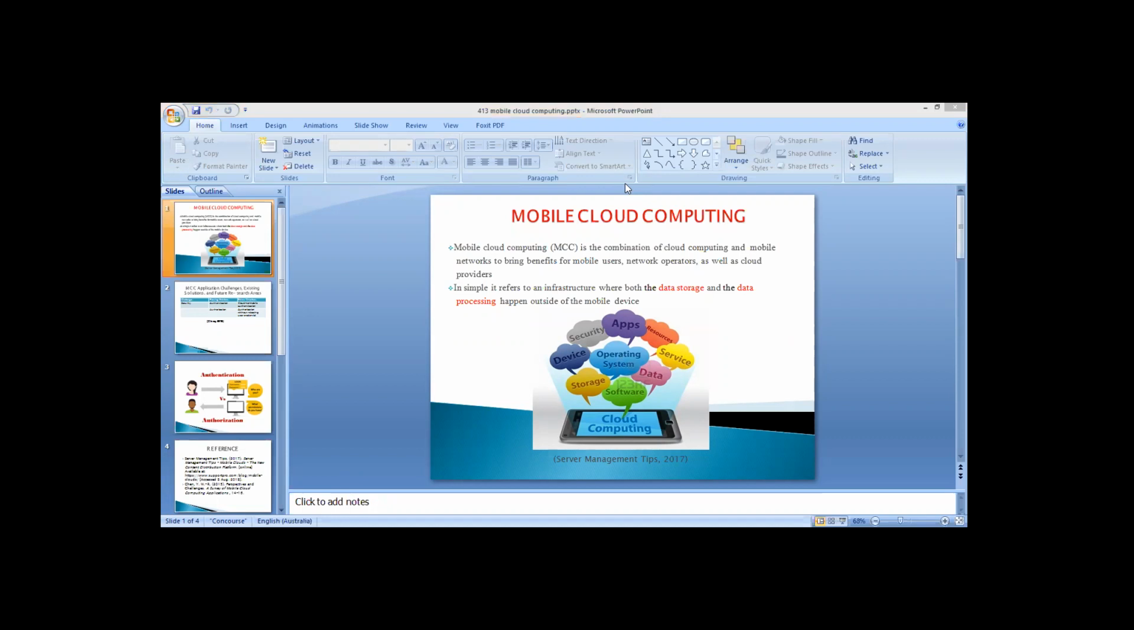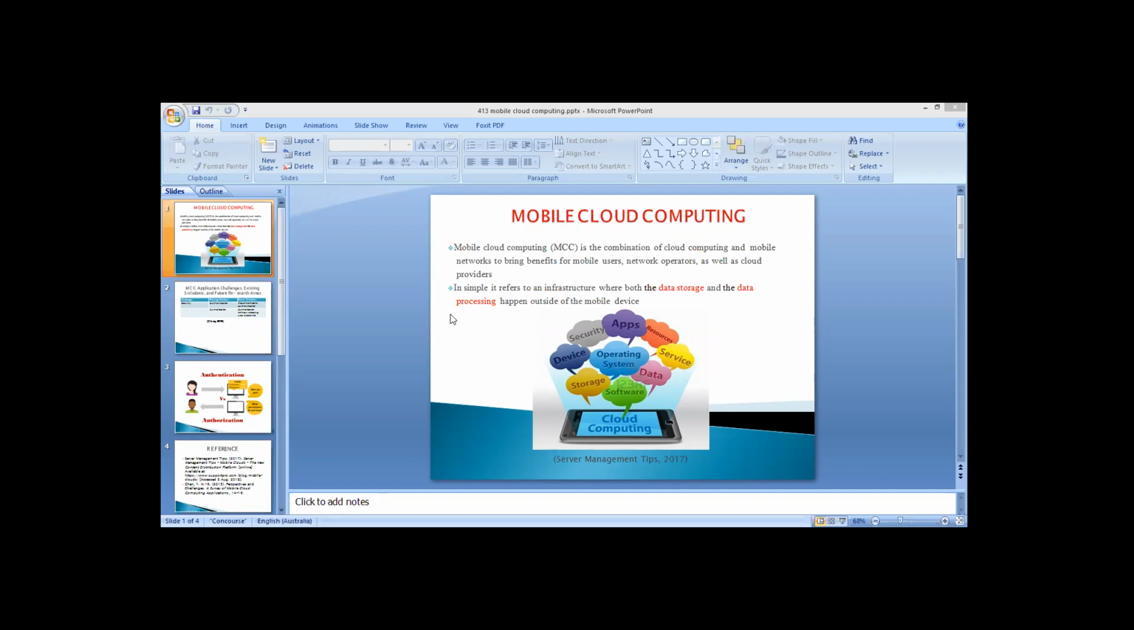Thank you. Okay. I have a short presentation on mobile cloud computing. First, let's look at the definition of what mobile cloud computing is. When we look at MCC, it's the combination of cloud computing and mobile networks to bring benefits for mobile users, network operators, as well as cloud providers.